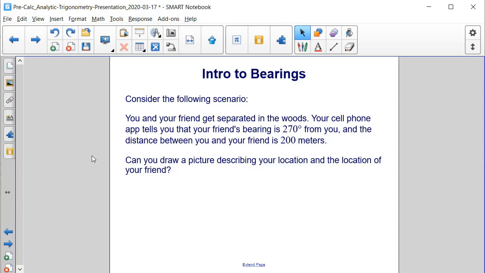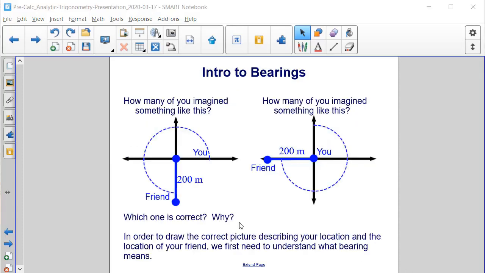Please take a moment to pause this video to try to draw this picture, and when you're finished, unpause it. There are probably two scenarios that could have occurred when you drew your diagram. Some of you could have imagined something like this, whereas others could have imagined something like this. Which one is correct and why?